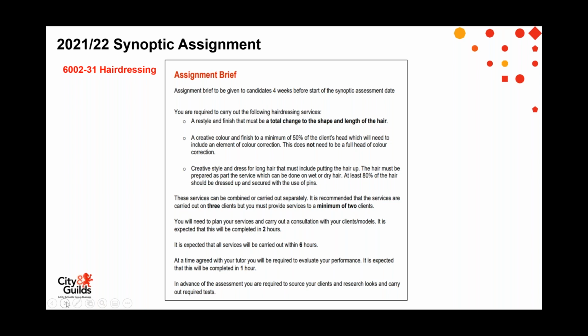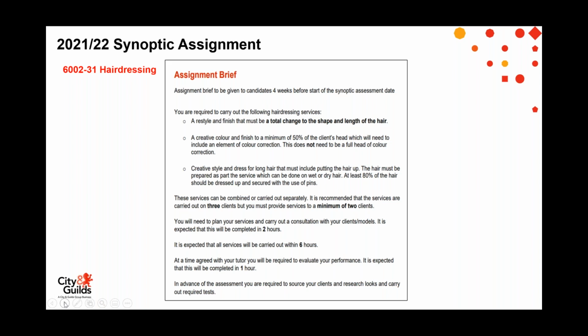Make sure, as Debbie has said, that you do a minimum of 2 clients across the synoptic. If the candidate is doing a colour and a cut, I really would advise that they also think about their cut fitting in with the colour, because when I've been out visiting centres in the past, I have seen some lovely balayage taking place, excellent work, and then the hair is restyled and there's no colour left.